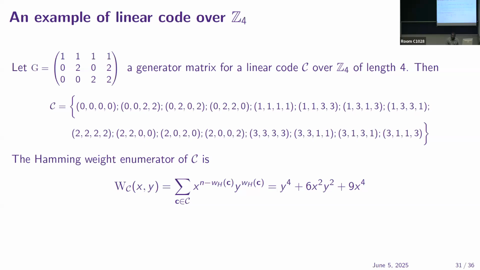In Y's power 4, the coefficient is 1. This means there is one codeword with Hamming weight 1. We see the exponent of Y here is 2. The coefficient is 6. This means that there are 6 codewords with Hamming weight 2.